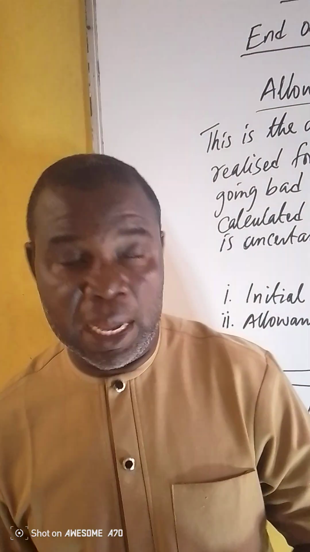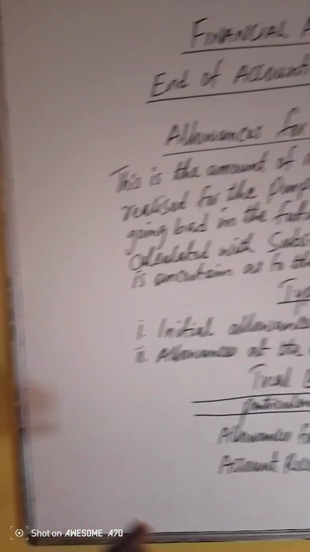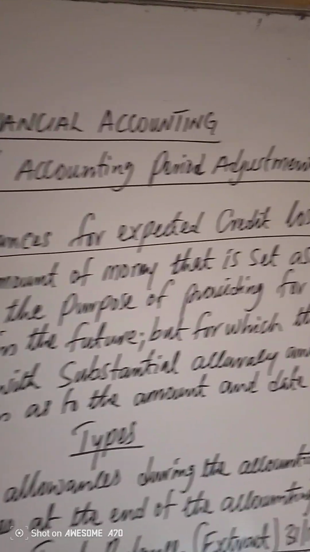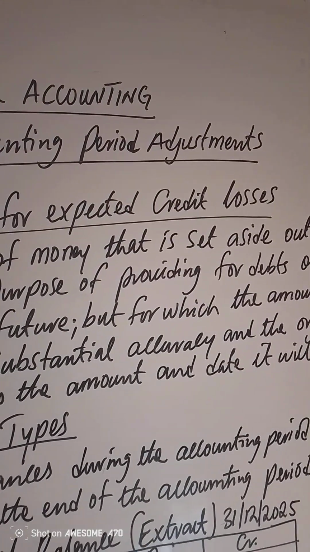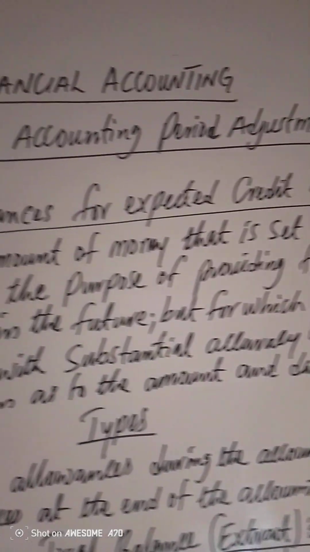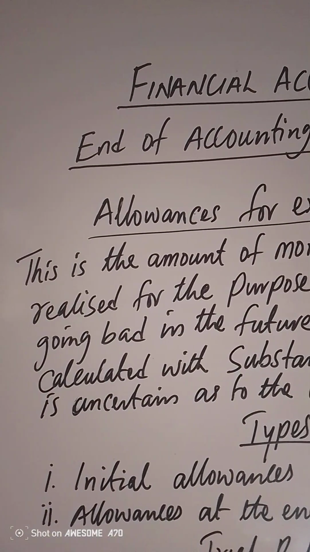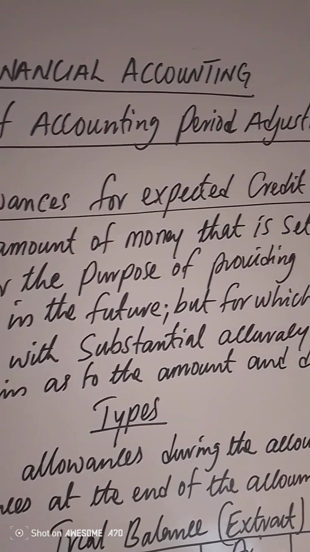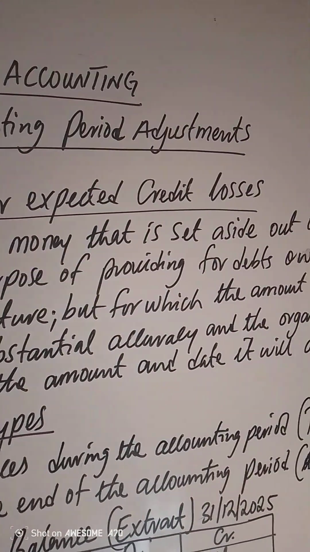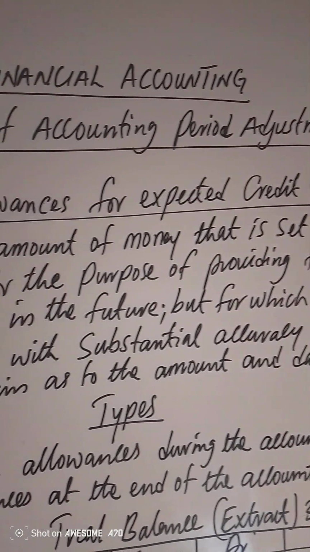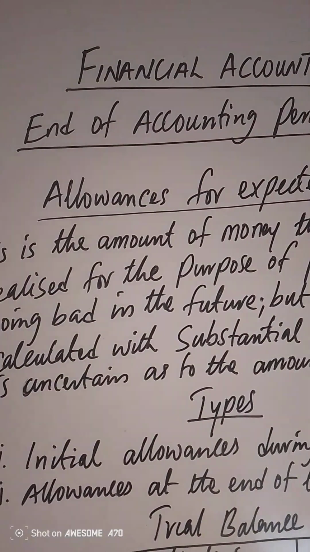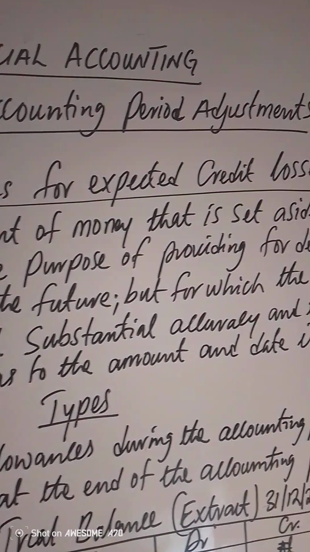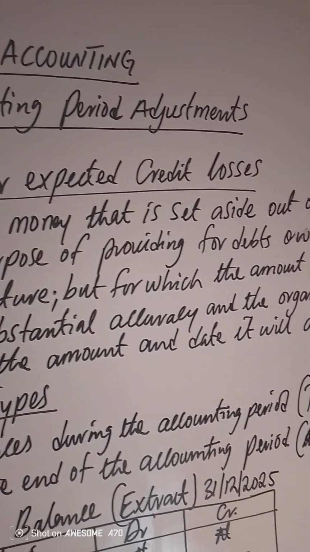In today's class and video, we are still going on end of accounting period adjustment. Today, we are looking at one of the adjustments that learners find very difficult to handle. It is not just common, except you are giving more clarity to it. And I promise to do justice to try to explain what the adjustment is all about and how it is handled in financial statements.